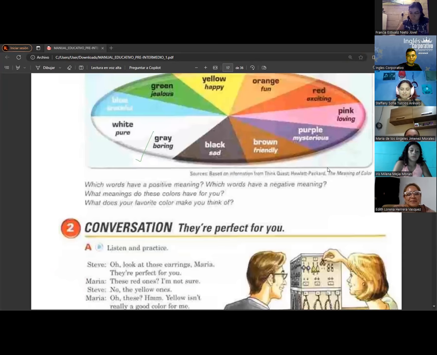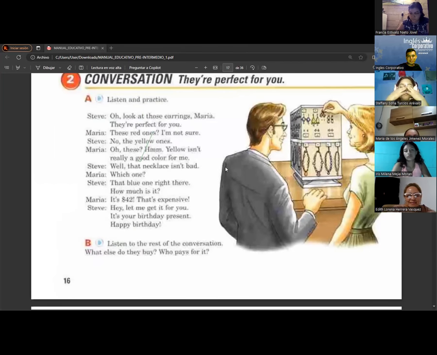Okay. Tenemos esta pequeña conversación. ¿Están listos?